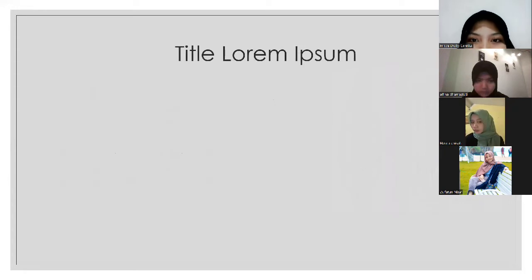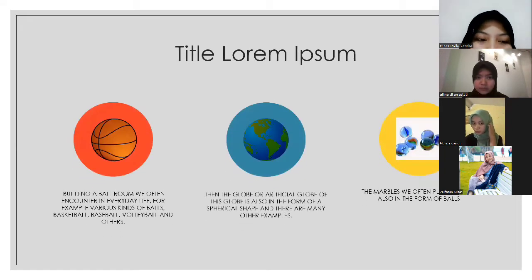Next, examples of spheres. Number one, sphere shapes we often encounter in everyday life, for example various kinds of balls: basketball, baseball, volleyball, and others. And number two, the globe, or artificial globe, is also in the form of a spherical shape, and there are many other examples. And number three, the marbles we often play with are also in the form of balls.